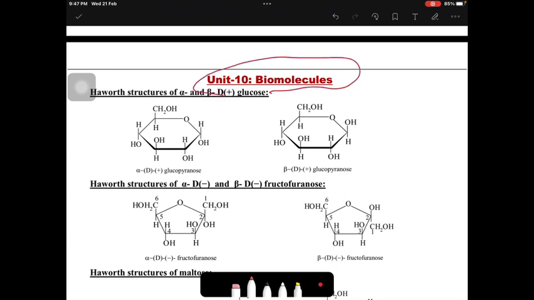Last chapter, biomolecules. Structures. How is the structure of beta D glucose? Alpha D and beta D. Alpha D means at the first carbon the OH is on the downside, that's why it is alpha. At the first carbon, with the OH on top, that's why it is beta.